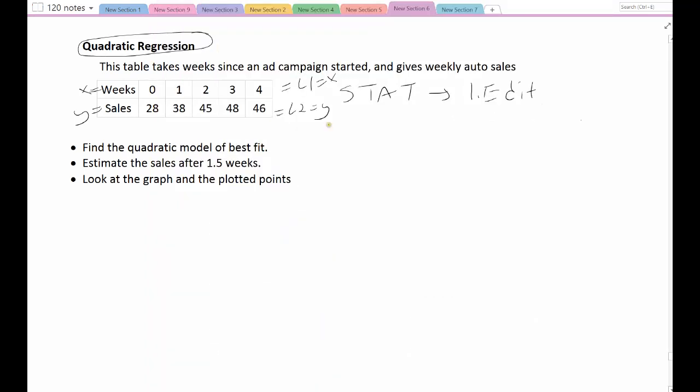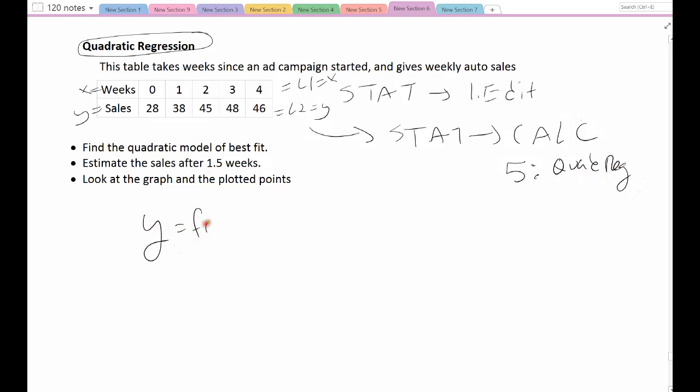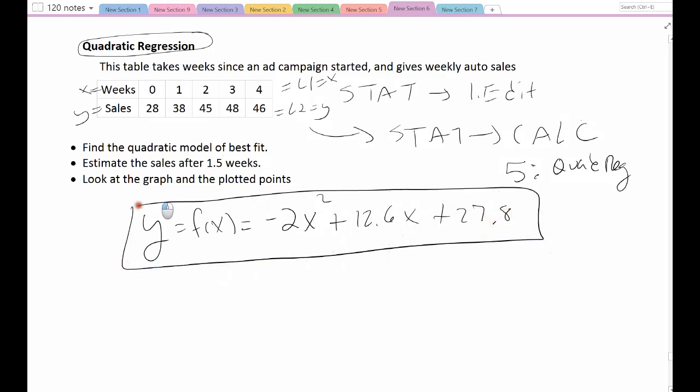Once you've typed those numbers in, you go back into stat, over to calculate, and then it's the fifth one down. It's the quad regression, quadratic regression. And then it gives you your quadratic equation that models this. So it came out: -2 was the A term with the square, 12.6 was our B term, and 27.8 was our constant term.